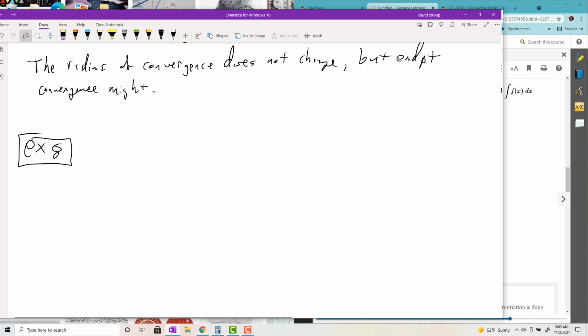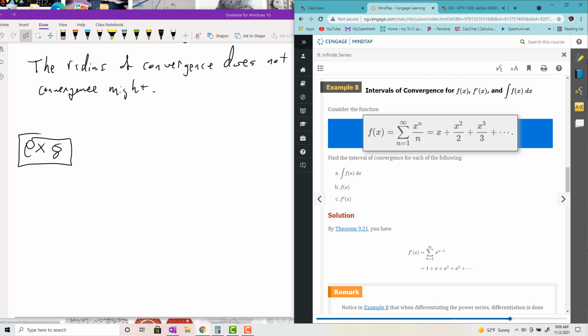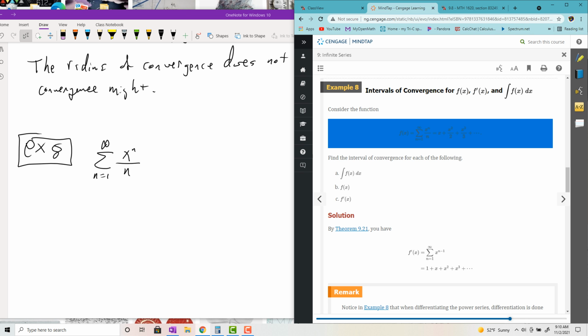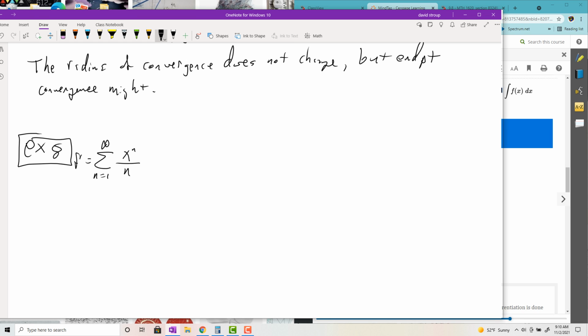So example 8, we're working with the series, the sum from n equals 1 to infinity of x to the n all over n. And I guess we call that f of x. We want the interval of convergence for this. You also have to find the power series of the derivative and then the integral, and their intervals of convergence. So first let's expand this thing and see what we're dealing with. Maybe we should get the interval of convergence first.